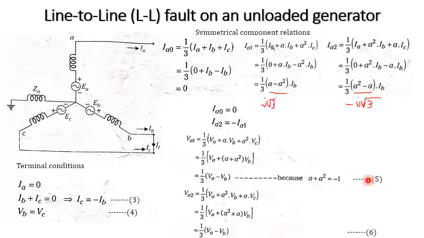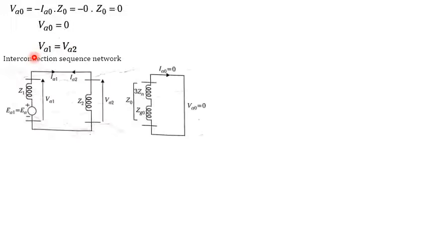So by using equations 5 and 6, VA naught is already 0, because we know that VA naught is equal to minus IA naught Z naught. So what is IA naught? IA naught is already 0. Hence this will become 0. And so from equations 5 and 6, we can write VA1 is equal to VA2. Okay. So from this we can write the interconnection of sequence networks.